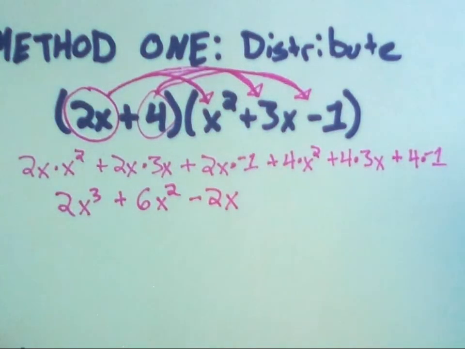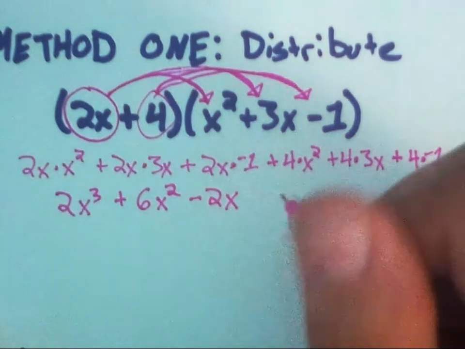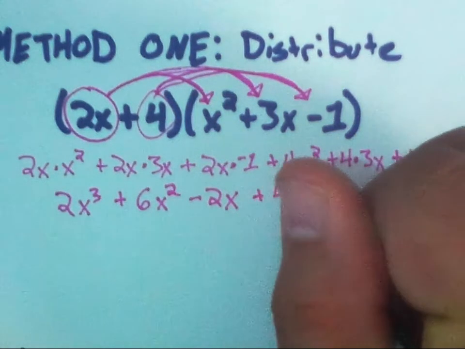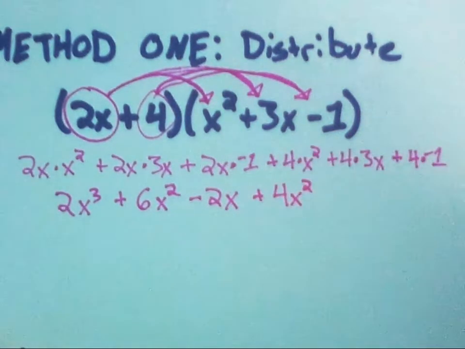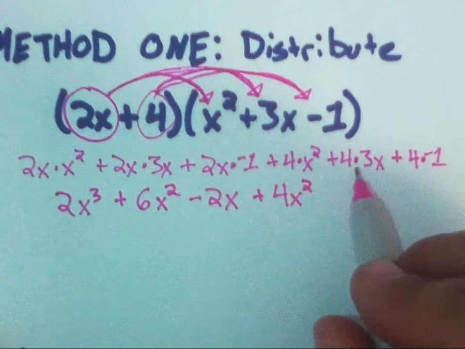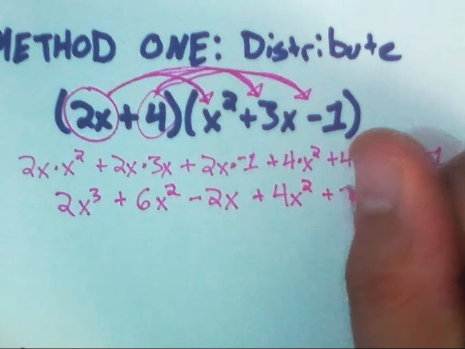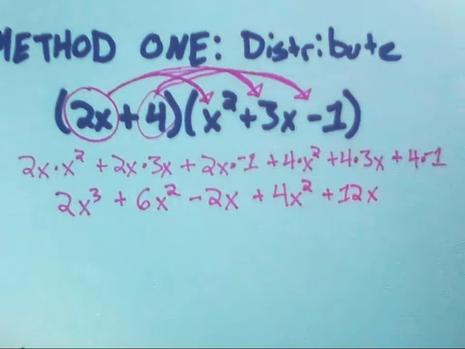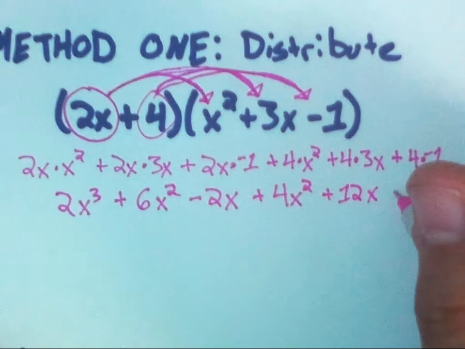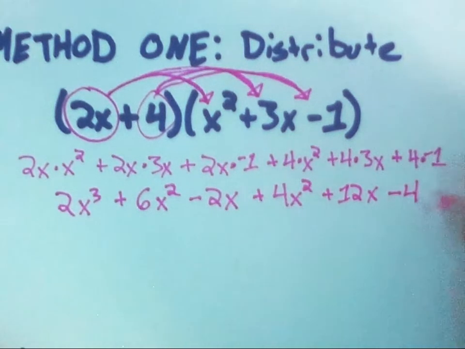All right, let's clean up the next part. 4 times x squared, well, that's easy. That's just going to be 4x squared. 4 times 3x. Well, 4 times 3 is 12. And the x just comes along. And last but not least, 4 times negative 1 is just going to be negative 4.